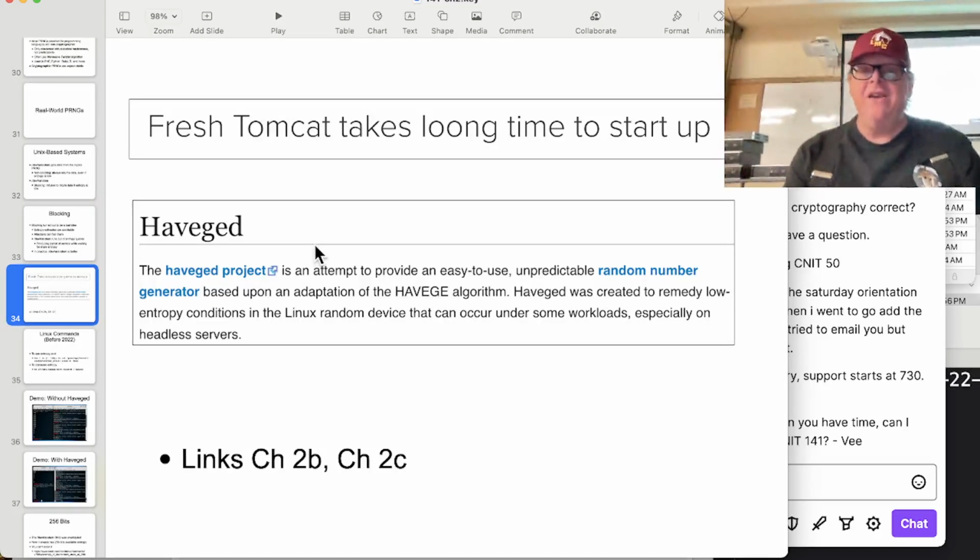That's what I mentioned, Haveged, is what happened to me. Tomcat took 45 minutes to boot up, but Haveged refreshed the random pool faster, so it did boot up quickly.